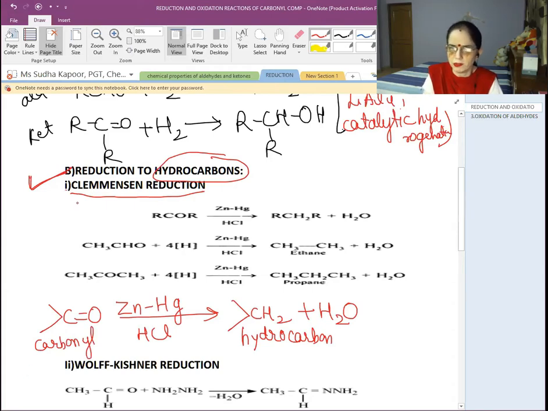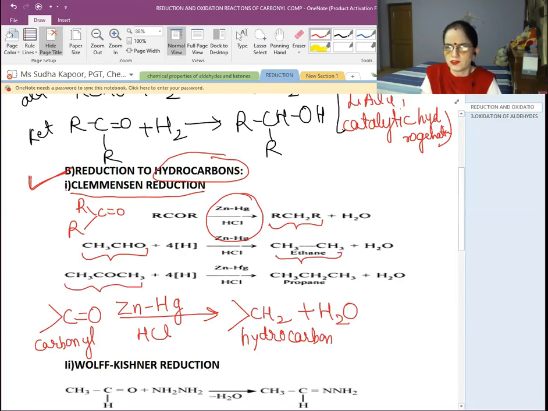Let us see one example. If we take a ketone and the conditions are zinc amalgam and HCl, then we will get the hydrocarbon and water. Then the example of ethanal: ethanal on reduction in presence of zinc, mercury and HCl gives us ethane. What about propanone? Propanone on reduction with zinc, mercury and HCl gives us propane. These reactions are very helpful when we have to prepare an alkane with the same number of carbon atoms. So this was the Clemmensen reduction, where the double bond O is replaced by hydrogen.